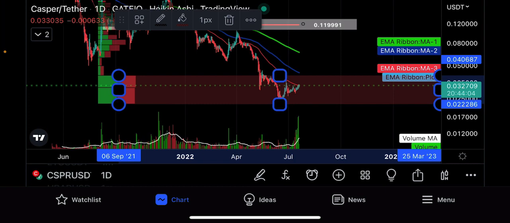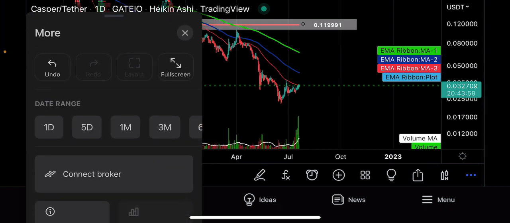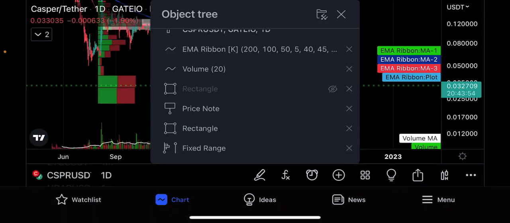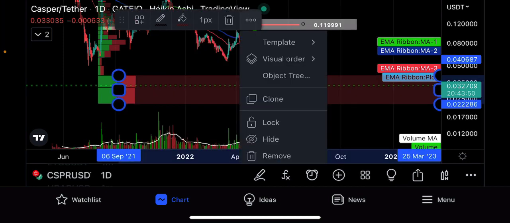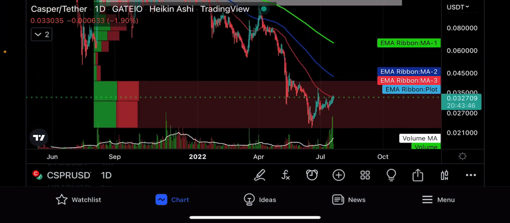Oh, we need to lock it. And then we're going to go into here and, oh, not hide. Now we got to go here, object tree. Unhide. We wanted to lock it. So here's what you got going on.